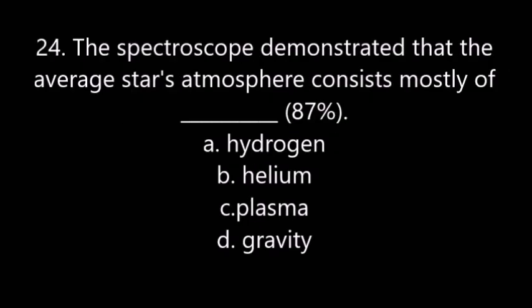Number 24. The spectroscope demonstrated that the average star's atmosphere consists mostly of blank, 87%. A. Hydrogen. B. Helium. C. Plasma. Or D. Gravity.